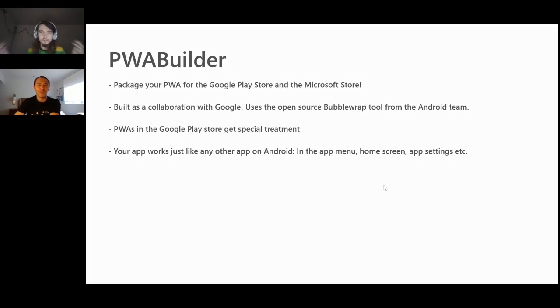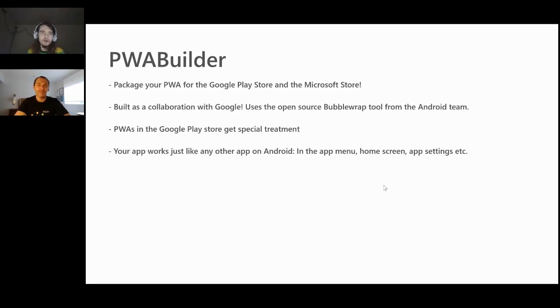So Bubblewrap is a CLI. Basically, we're running it in the cloud, but it's a CLI tool that enables you to package your PWA as a native Android application, as an Android app bundle, and whatever the other one is that I just blanked out on, for the Google Play Store.